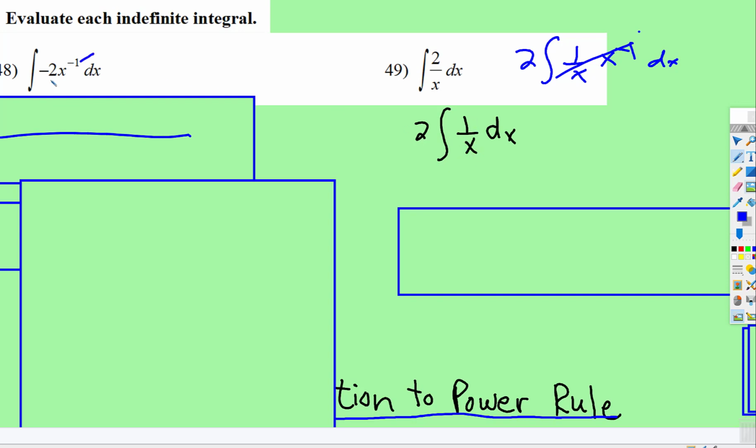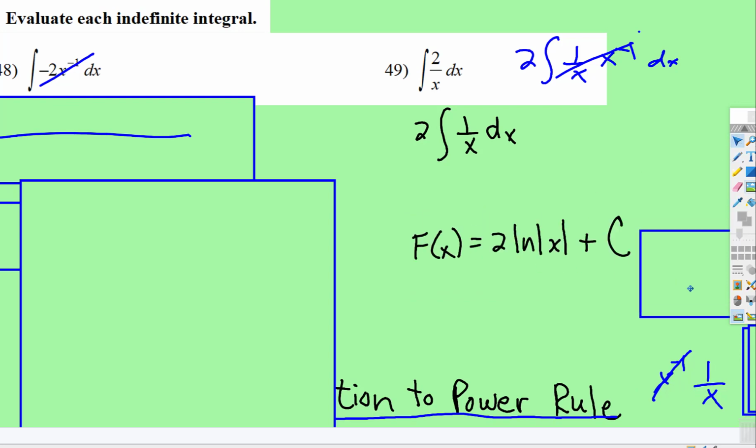Notice we do not rewrite it like that. When it's an x to the -1 power, we always want to write it like this because it's easier to remember that, oh yeah, the function whose derivative is 1 over x is ln of x. And then you must remember the absolute value bars and that you still need to put that plus capital C. All right, that's it for this one.